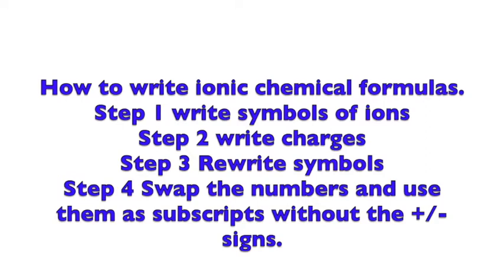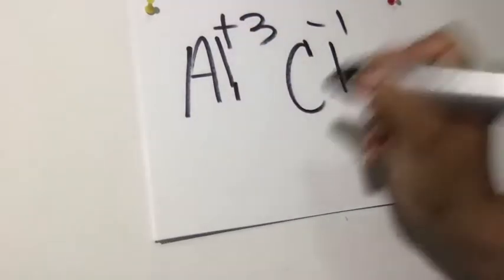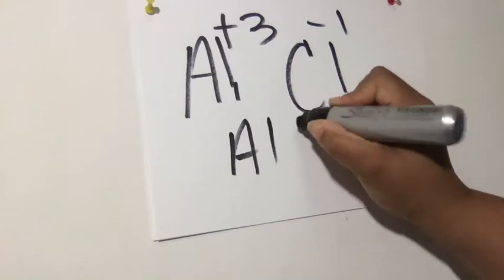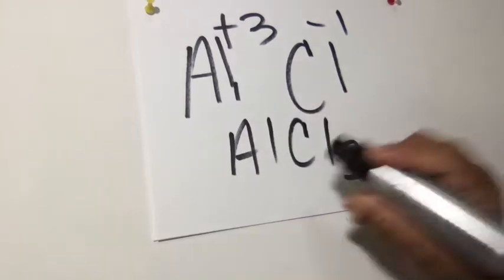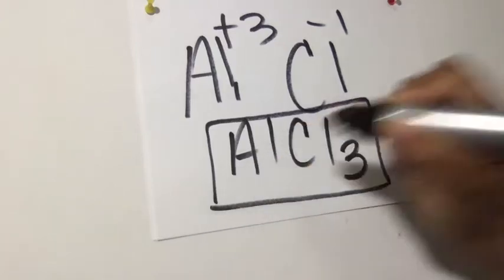Now, let's look at another example. Al plus 3, Cl minus 1. Shortcut, just drop and swap. Just take the numbers and switch the 3 and the 1. The 1 there, but it's understood. And then you put the 3 there and that's it. Just swap the 3 and the 1.